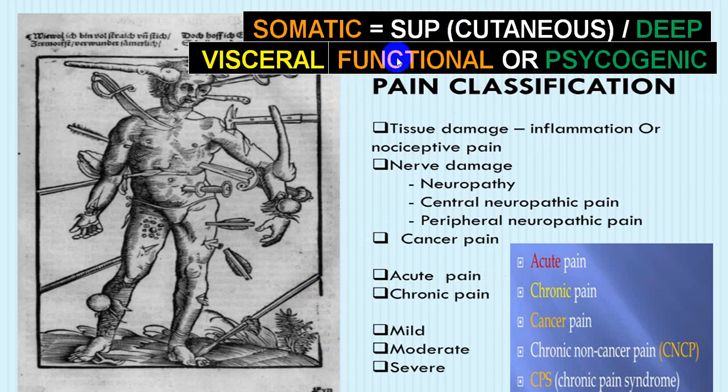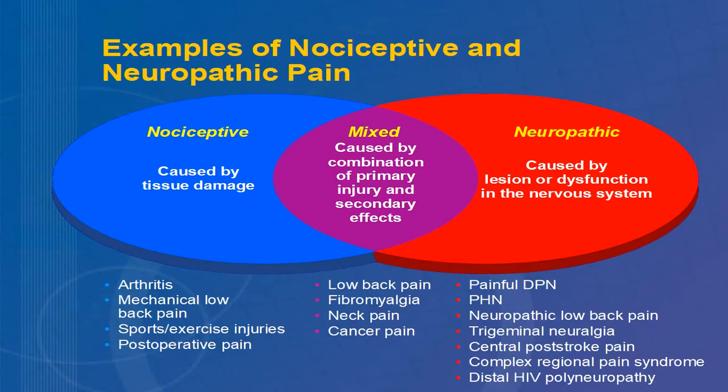Now there is another group where there is no basic damage to any particular structure, but the person is complaining of pain, which we call functional or psychogenic. And in that, you don't require any specific treatment. You require a psychological treatment, where you don't require analgesics.